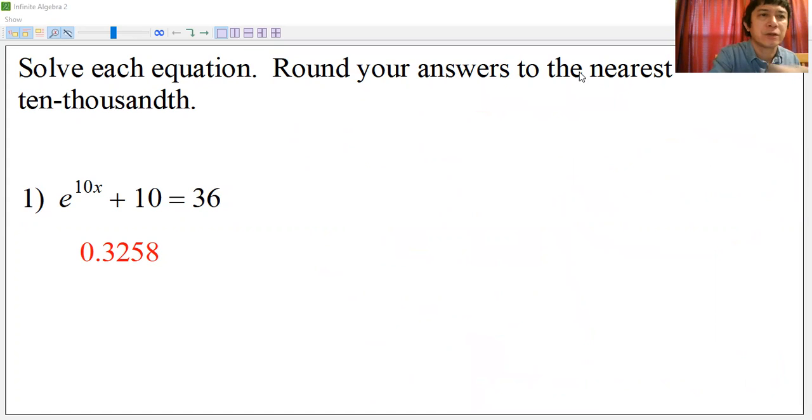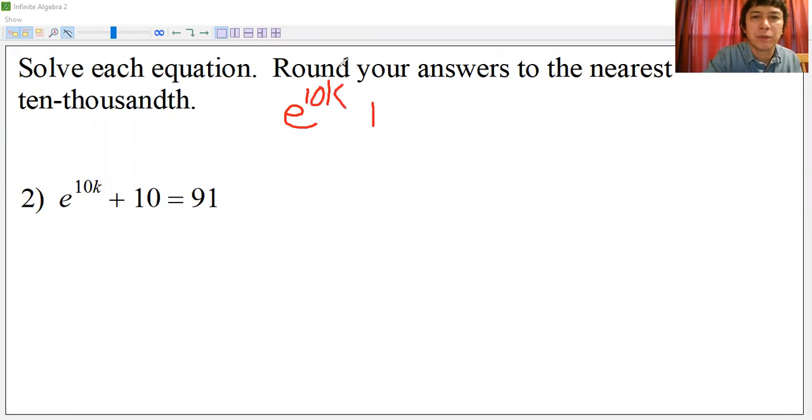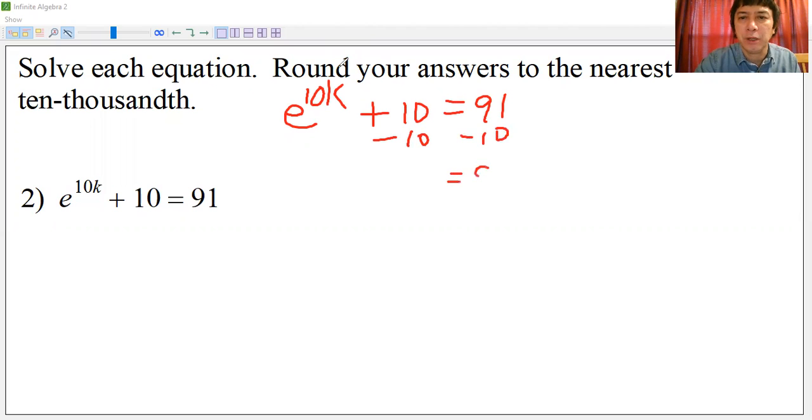All right, let's proceed to number 2. Here's number 2. The given equation is e to the 10k plus 10 equals 91. Our variable to solve is k. So we write the problem first: e raised to 10k plus 10 equals 91. The first step is to isolate the term with k by subtracting 10 from both sides. The right side becomes 81, and the left side will now be just e raised to 10k.